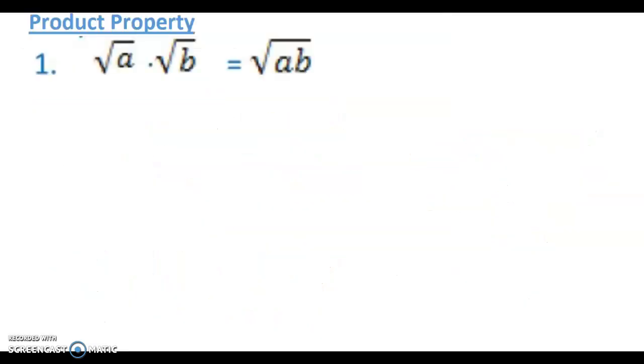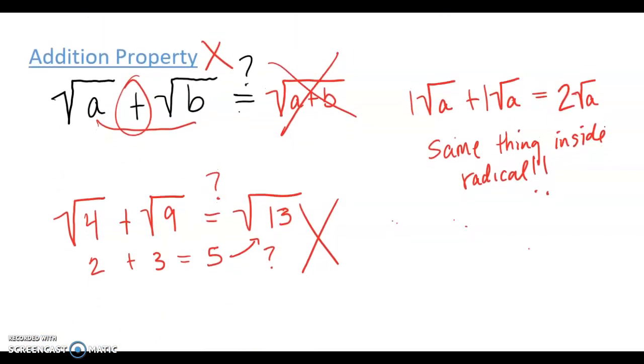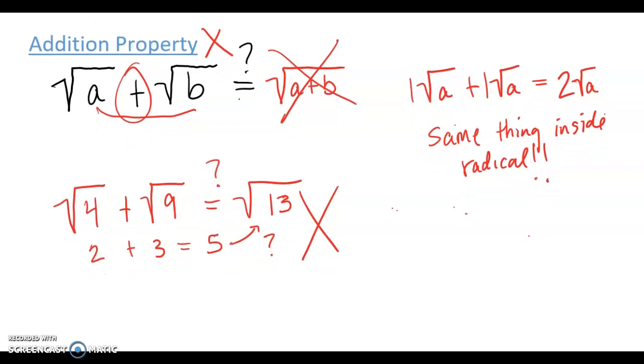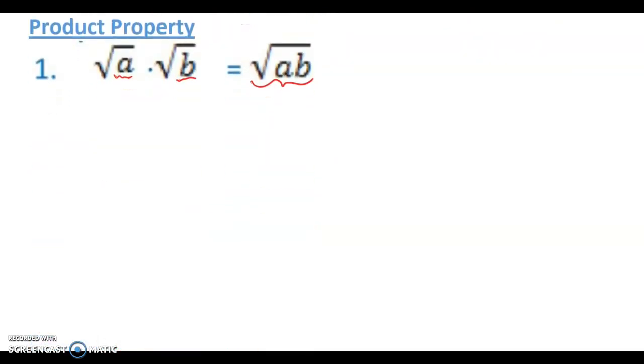All right, the next property of radicals we want to look at is called the product property. If I'm multiplying two radicals together that have different radicands, the expressions inside the radical, I can combine them into one radical. Again, with the addition property we cannot combine those into one radical, but when they're being multiplied together, we can combine them into one radical.